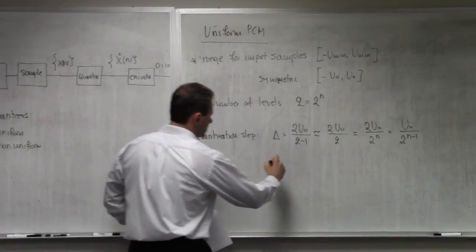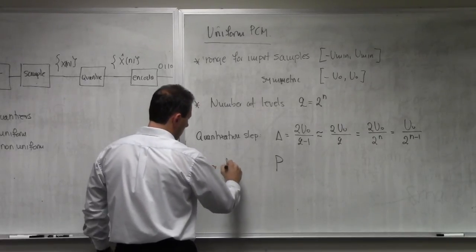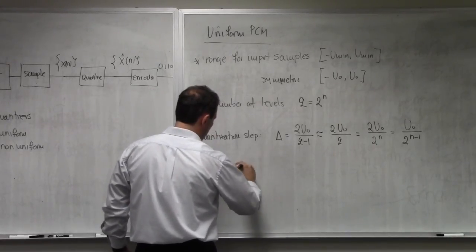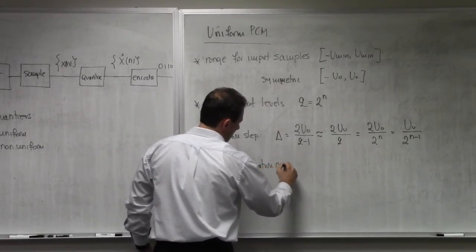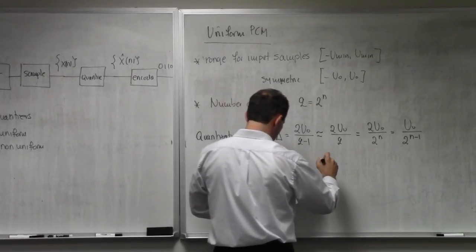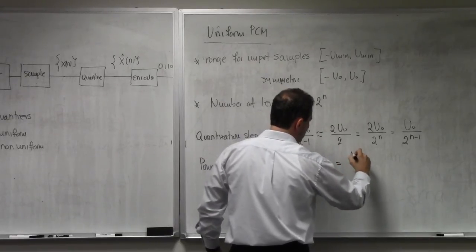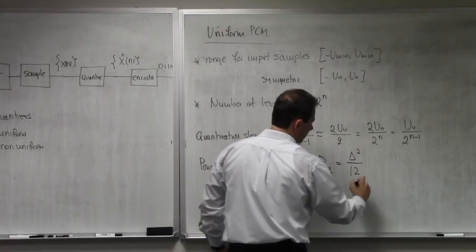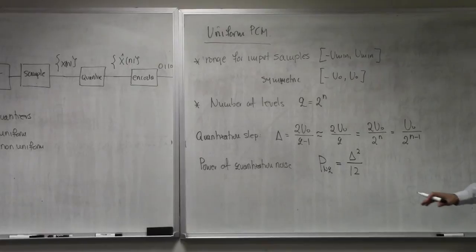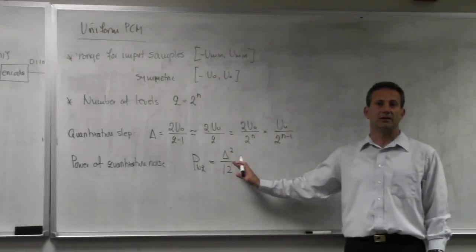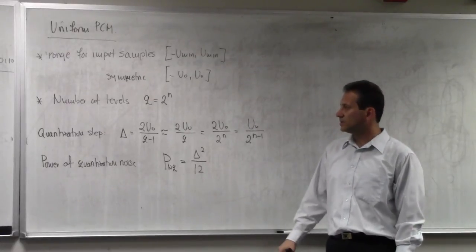Now, the power of quantization noise. P noise quantization is going to be delta squared over 12. Now, there is a caveat that allowed us to say that, and this is that these delta intervals are relatively small. For small intervals, this is true, and this is universally accepted.